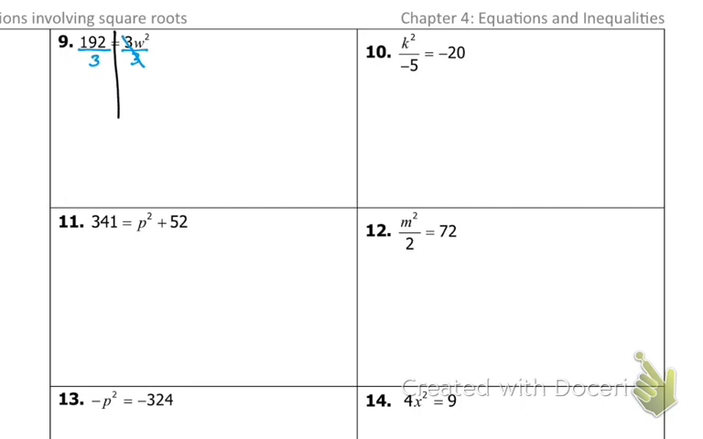What's 192 divided by 3? 64 equals... Because now we're going to take the square root, but we need to have that 64 step in there, right? So now we take the square root of both sides. And we're going to have plus or minus 8 equals W, or W equals plus or minus 8.